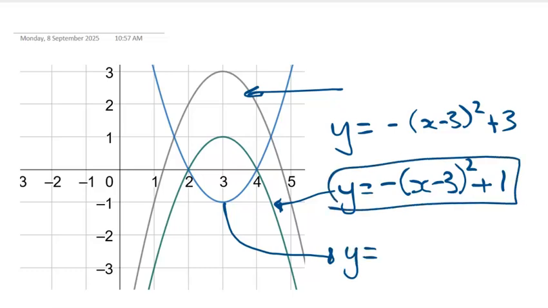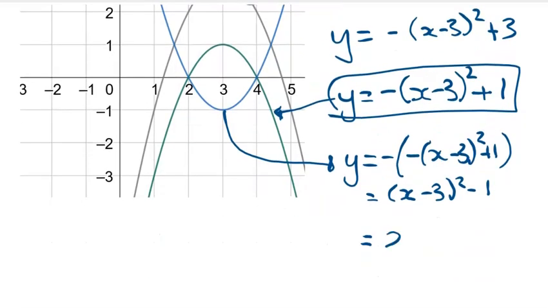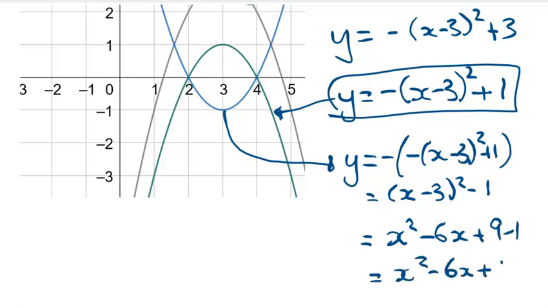And so that's going to be equal to negative of this, which works out to be x minus 3 squared minus 1. And we could write that in expanded form as x squared minus 6x plus 9 minus 1, which is x squared minus 6x plus 8, which is what I got over the page.